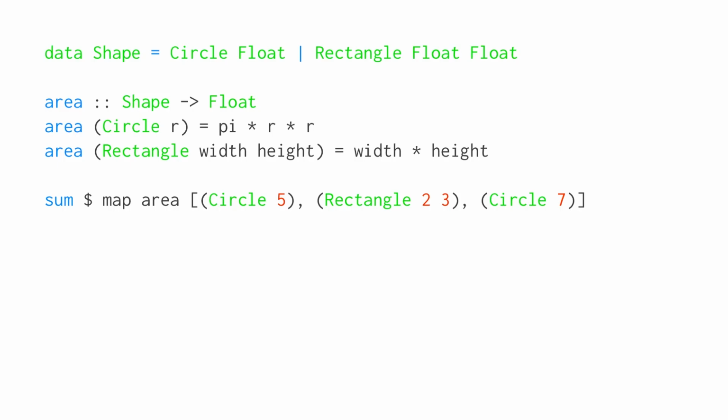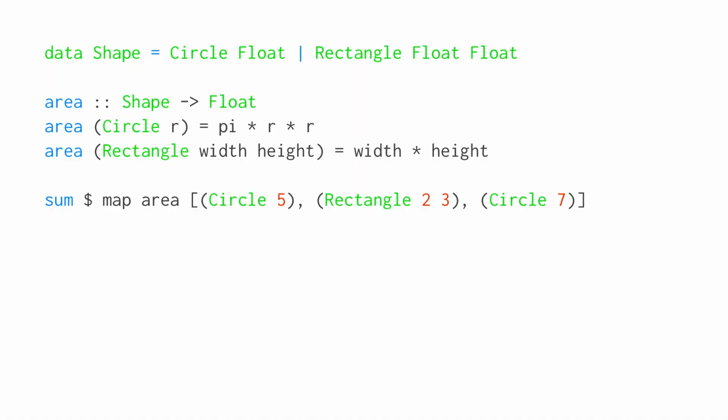Then we define the area function, where we take a shape and return a float. And then we have different implementations for different shapes, in a way, right? For circle, it's pi multiplied by r squared. For rectangle, it's width multiplied by height. All good, right? Makes sense.